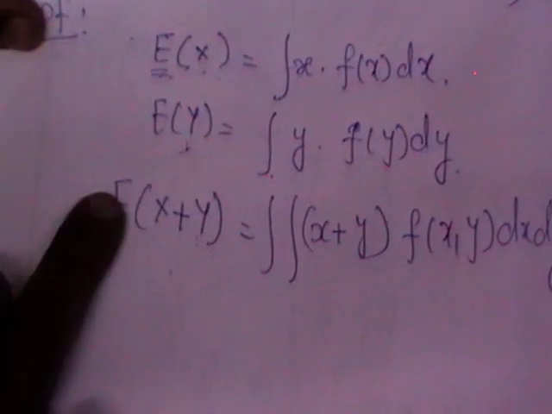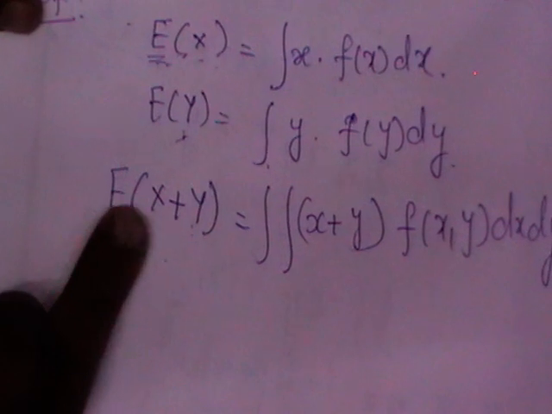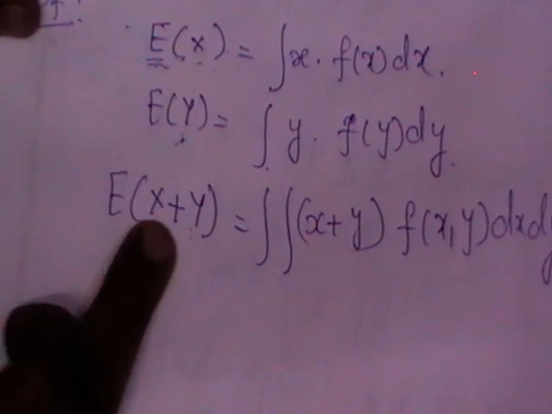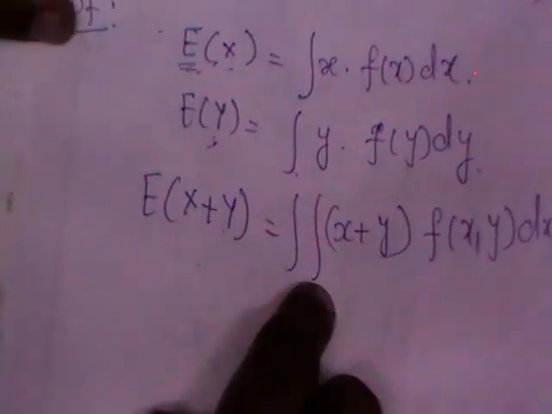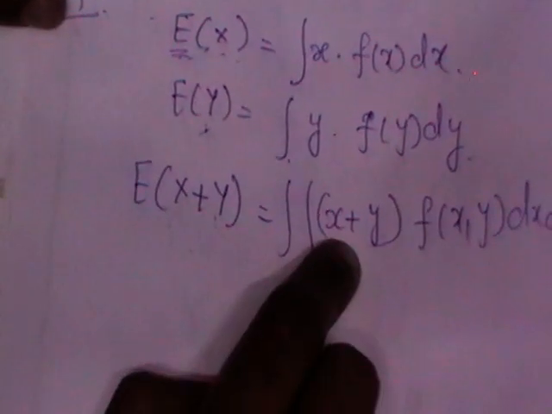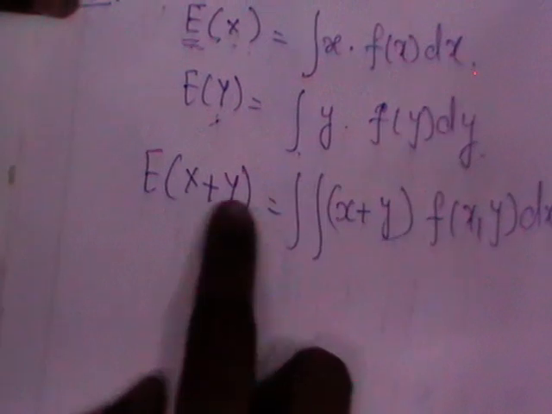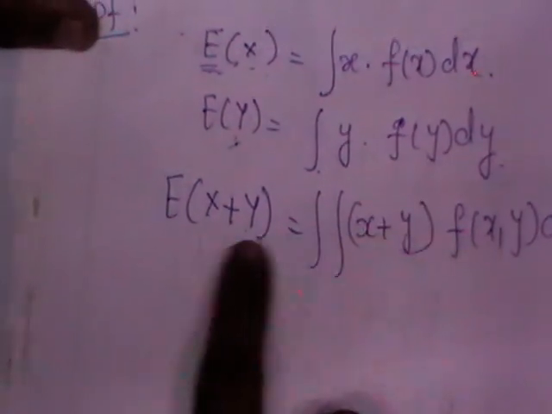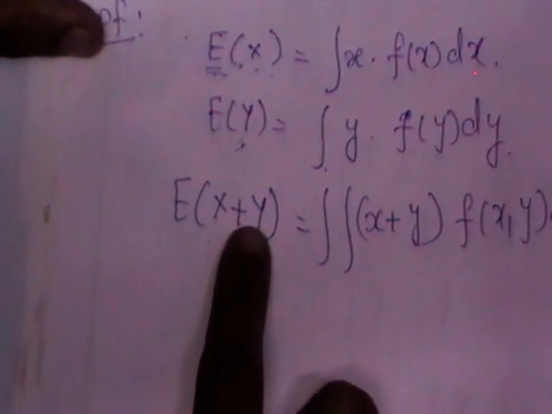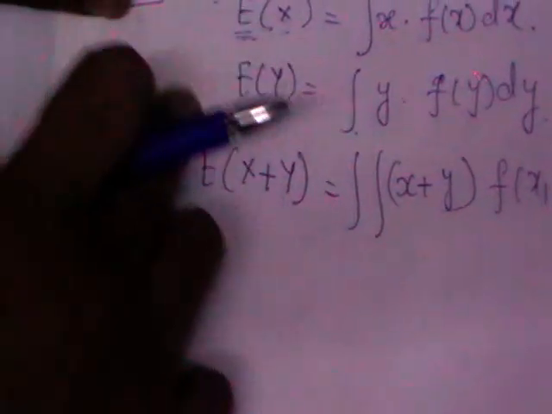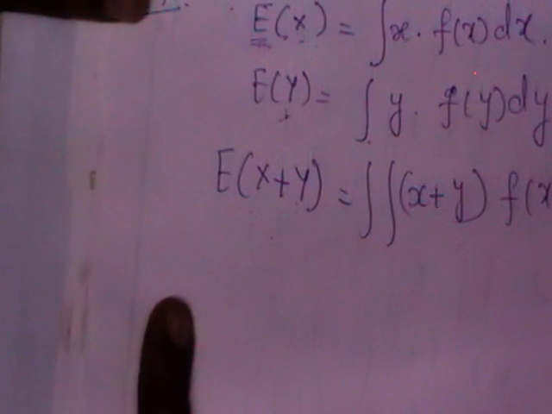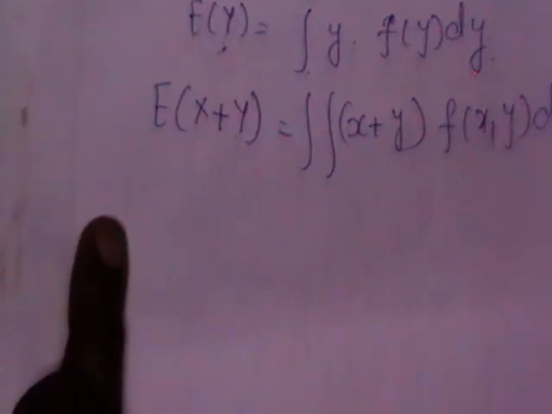Similarly E of y. Coming to E of x plus y, we have two variables, x and y. So you will get two integrals, and within the brackets we have x plus y. You cannot simply write f of x or f of y because we have two variables here. So you should write the joint PDF. These are the expressions for E of x, E of y and E of x plus y.